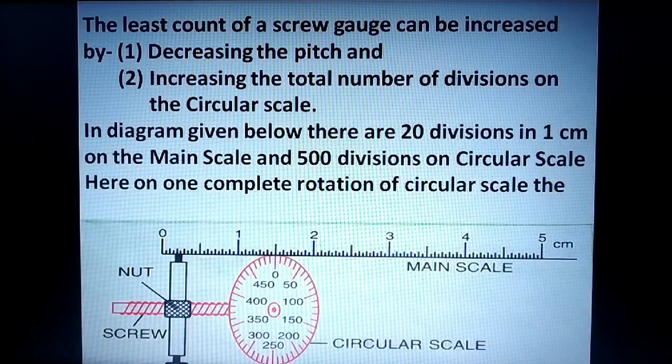The least count of a screw gauge can be increased by two methods. One is decreasing the pitch. The second is increasing the total number of divisions on the circular scale. In the diagram given below, there are 20 divisions in 1 centimeter on the main scale, as you can see. So naturally one division will be 1 centimeter divided by 20 in the figure, and 500 divisions on circular scale. You can see in the figure.